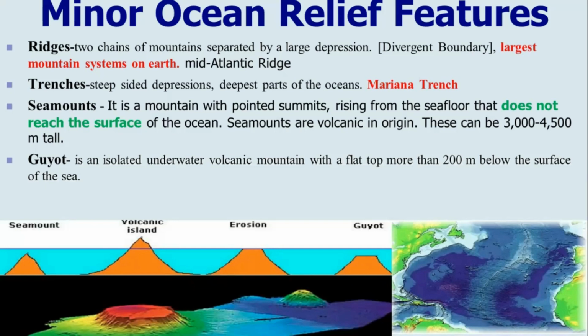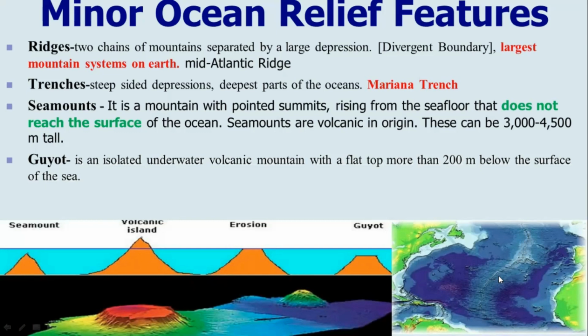Till now we were seeing about the major ocean features. Now the minor ocean features. First of all are the ridges. What are the ridges? When there are two chains of mountains. This is an example of a ridge. This is the picture of the Mid-Atlantic Ridge, which is a very renowned ridge.